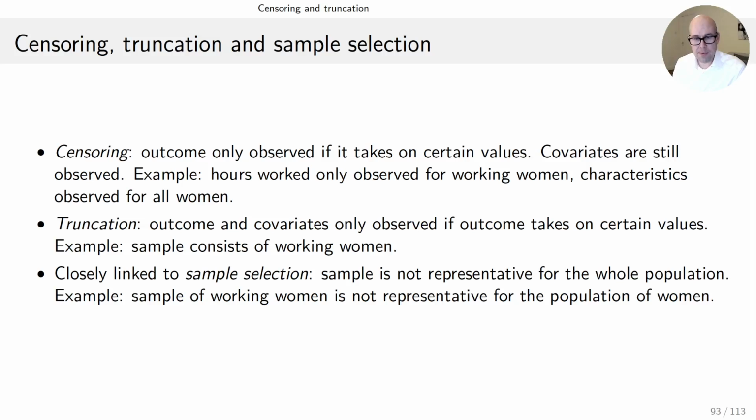All this is closely linked to something that is called sample selection. Sample selection means that the sample that we have is not representative of the whole population. So an example here is that the sample of working women is not representative for the population of all women.